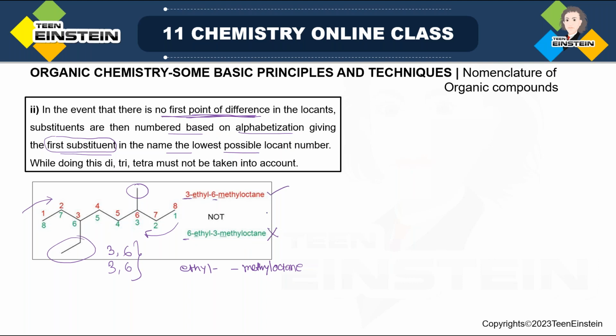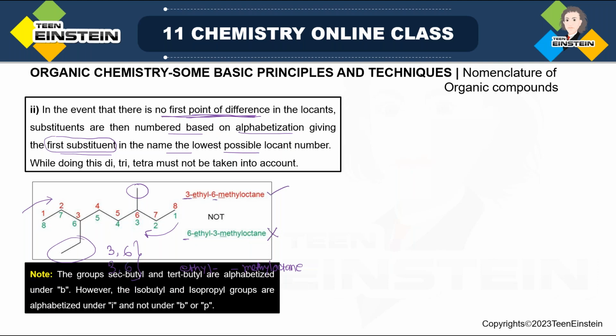So this example is based on this second point, when you are not getting any first point of difference, but you have two different substituents. If substituents are similar, it is okay. There is no problem. But if substituents are not the same, you have to follow this. Some more examples we will see, but before that, here we have a note.